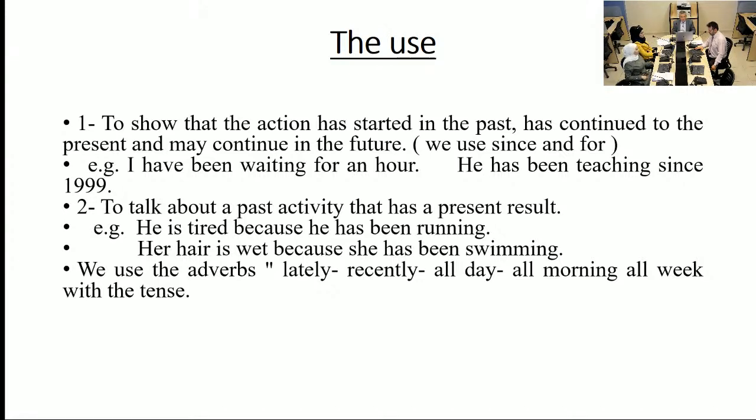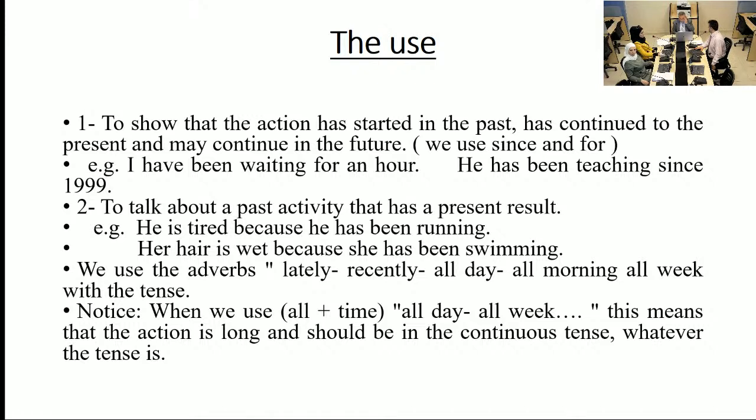We use the adverbs lately, recently, all day, all morning, all week with the tense. All with time always means continuous. When we use all with time, it means the action should be continuous. We can't use all with present perfect simple. Actually, yes, we can use it if the verb is a state verb. For example, I haven't seen him all day.